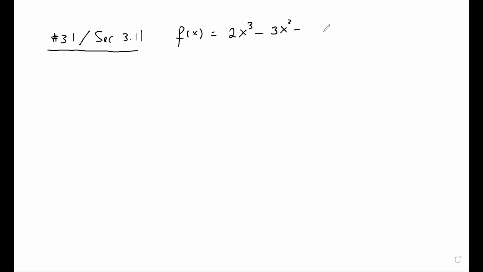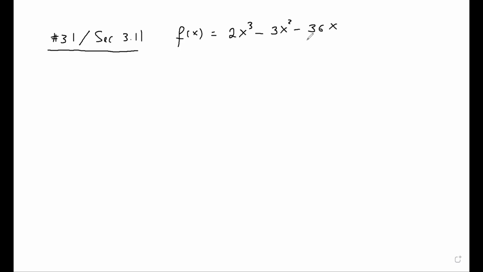So I'm going to do yet another example. This is going to be number 31 from section 3.1. And I've got my book here. I'll copy the problem from the book. It says that f of x equals 2x cubed minus 3x squared minus 36x.